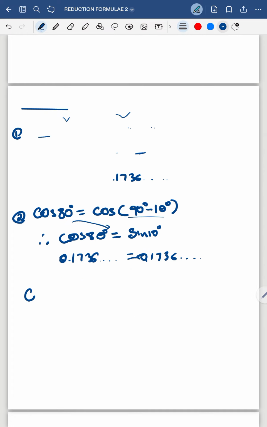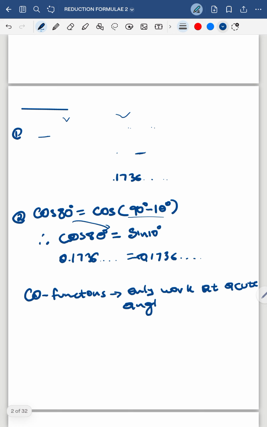So I'm saying cofunctions only work on acute angles.